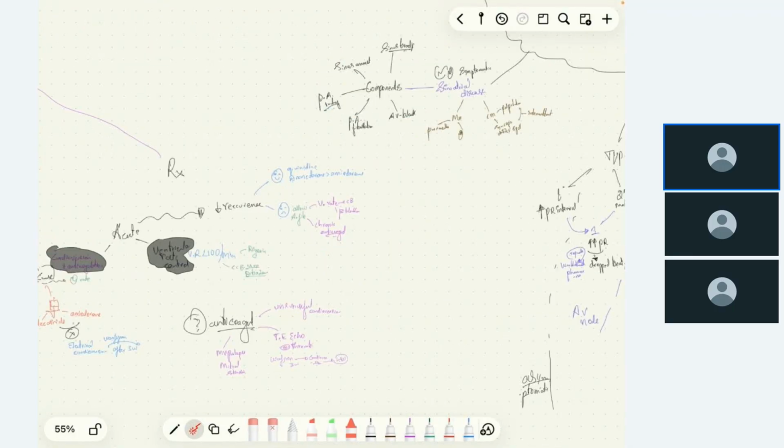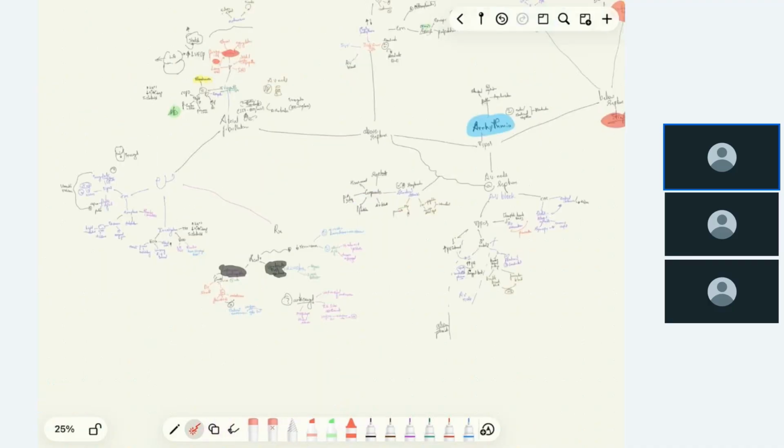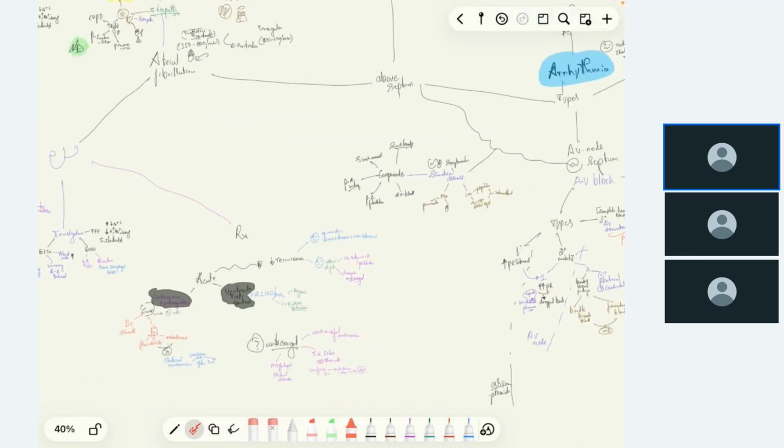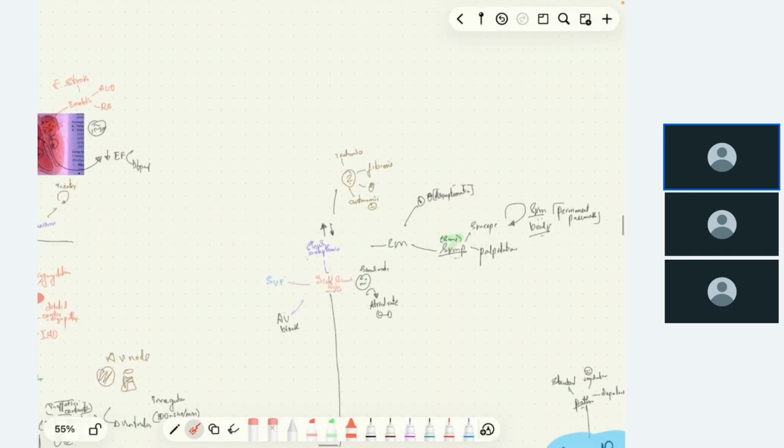How to prevent recurrence? If the patient has successful cardioversion, give oral quinidine or dronedarone. Or if the cardioversion is unsuccessful, control the ventricular rate by giving CCB and beta blockers. And you should give chronic anticoagulation to prevent thromboembolism, which is seen in atrial fibrillation. This is all about atrial fibrillation. So what is ventricular fibrillation?